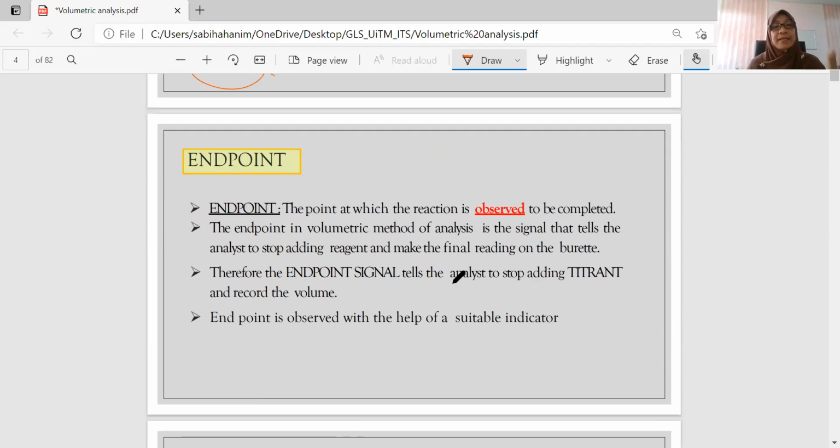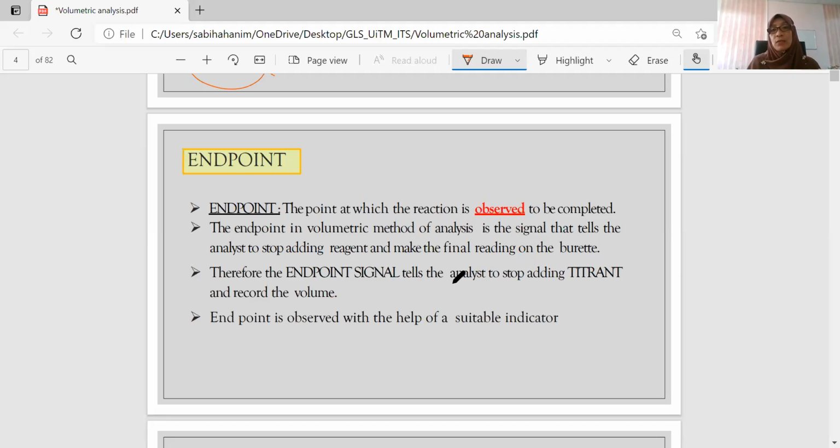Besides the titration process, there are a few things that we must know. The first is the endpoint. So what is the endpoint? The endpoint is the point at which the reaction is observed, so we observe the reaction to be completed. When we carry out the titration, we ask, when should I stop the titration process? We have to stop when we reach the endpoint.